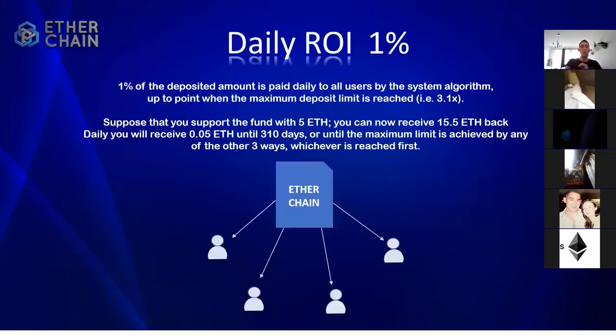Now, the 1% is pretty straightforward. It is 1% of the deposited amount and is paid daily to all users by the system algorithm, up to the point when the maximum deposit limit is reached, i.e. 3.1 times. So suppose that you support the fund with 5 Ethereum. That means you can receive 15.5 Ethereum back. On a daily basis, you will receive 0.05 Ethereum until 310 days, or until the maximum limit is achieved by any of the other 3 ways, whichever is reached first.